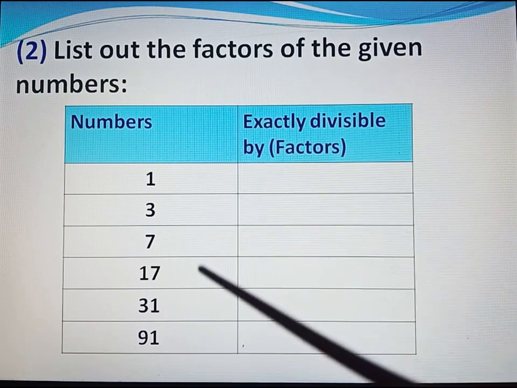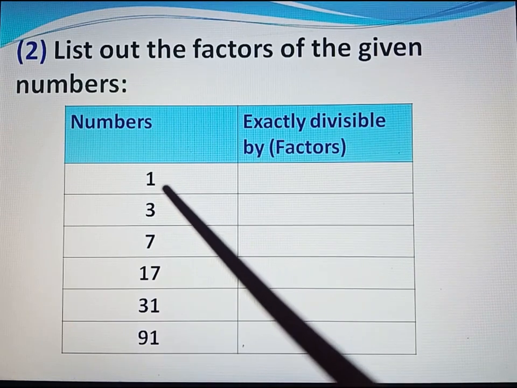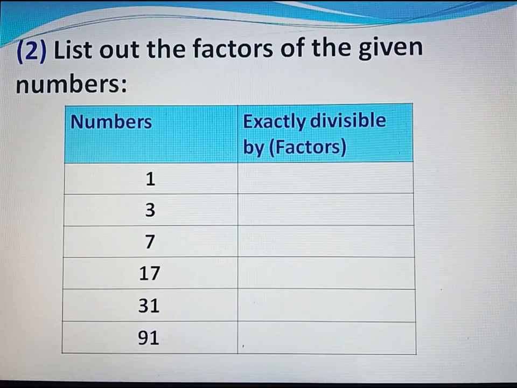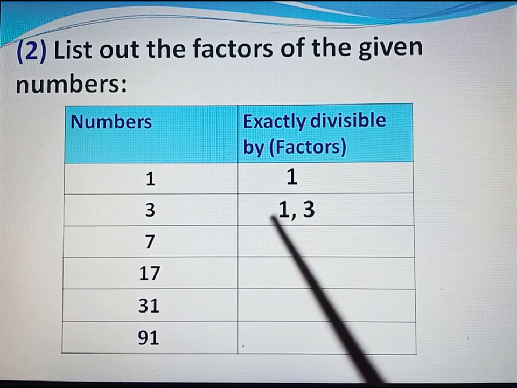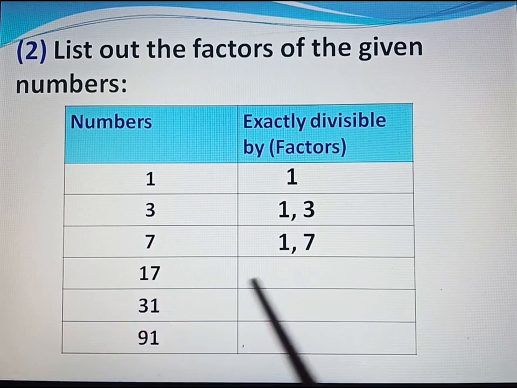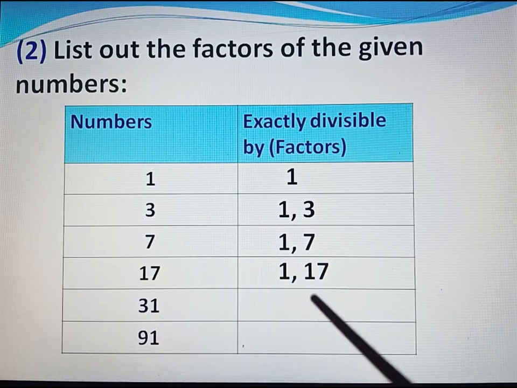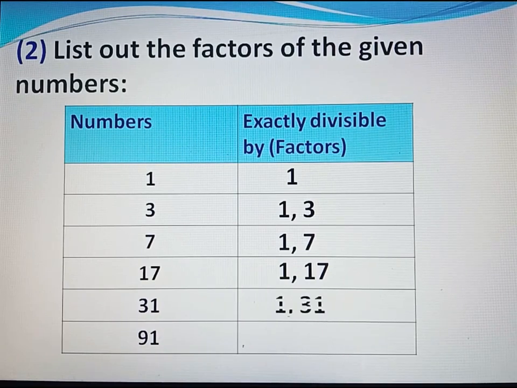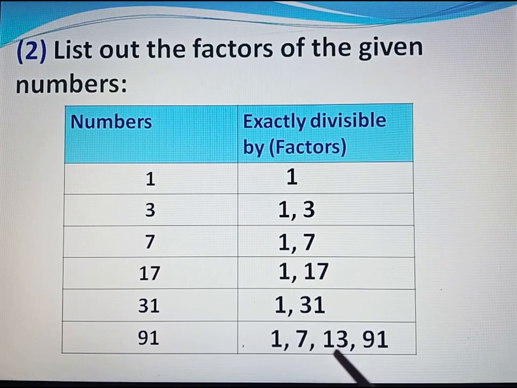Numbers are given and exactly divisible by factors. We have to write here factors. Now calculate factors of 1. That is 1. Now factors of 3, 1 and 3. Factors of 7, 1 and 7. Factors of 17, 1 and 17. Now factors of 31. That is 1 and 31. Now factors of 91. 1, 7, 13 and 91.